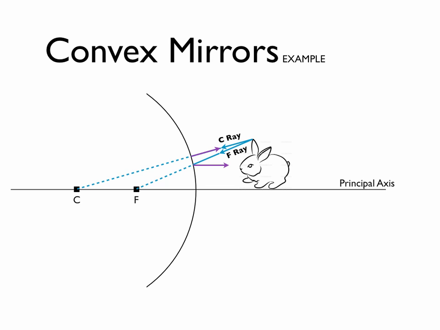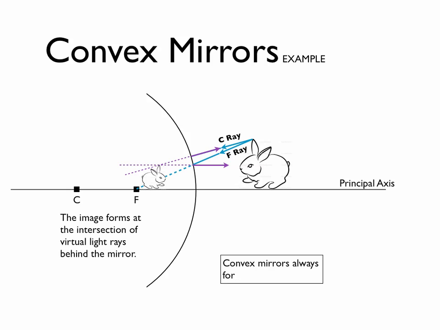Now, convex mirrors are kind of weird because since the light rays diverge on the shiny side of the mirror, no image forms over there. So what you have to do is extend these light rays back behind the surface of the mirror, find out where those imaginary lines intersect, and that's where the image forms. So let's do that. The F ray extended backwards, and then the C ray extended backwards. And where those two dashed purple lines intersect is where the image forms.